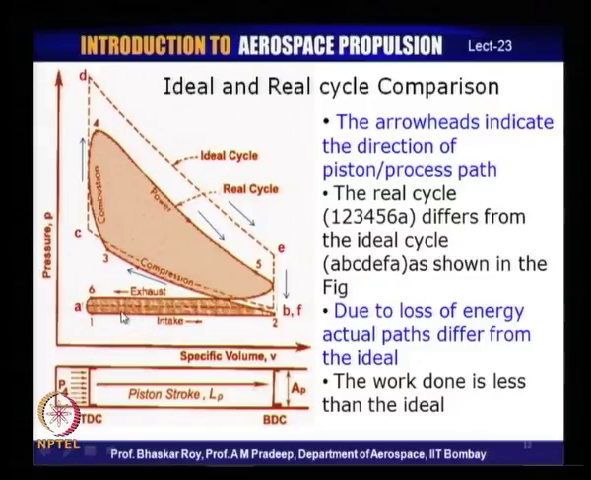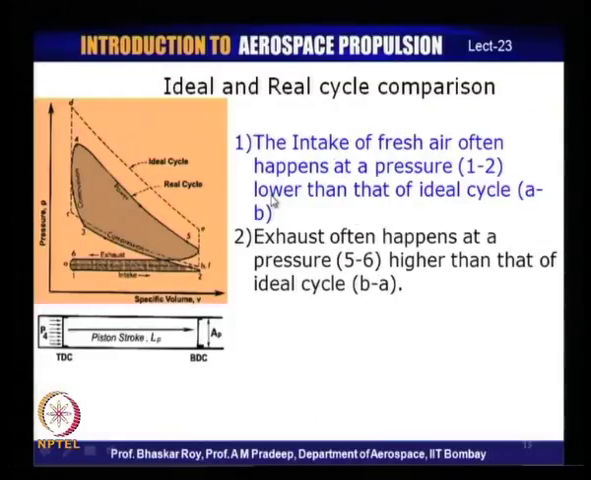And as we shall see here, the intake and exhaust processes are not on the same pressure line. These are the reasons because of which the real cycle differs quite a lot from the ideal cycle. Let us get into them a little more in detail. The intake of the fresh air, let us start from the intake, often happens at a pressure which is 1 to 2 and which is often a little lower than the ideal cycle.